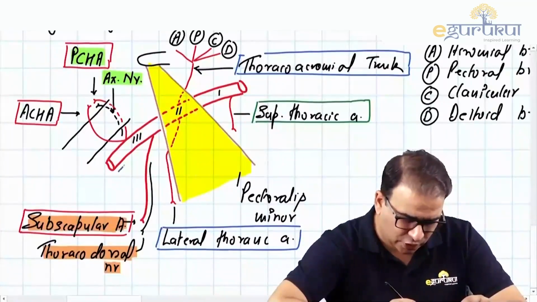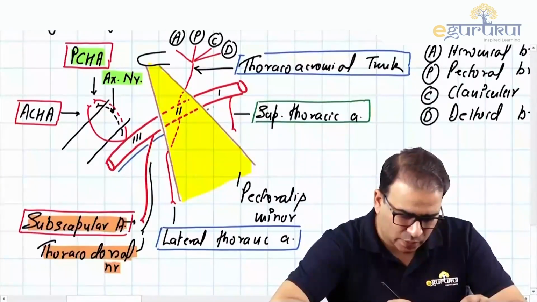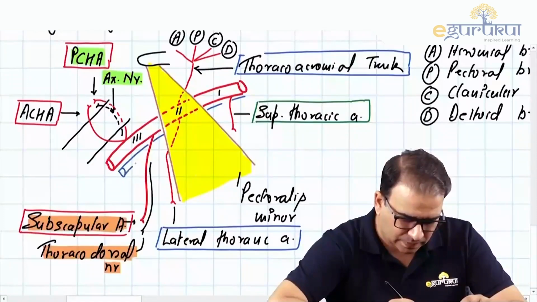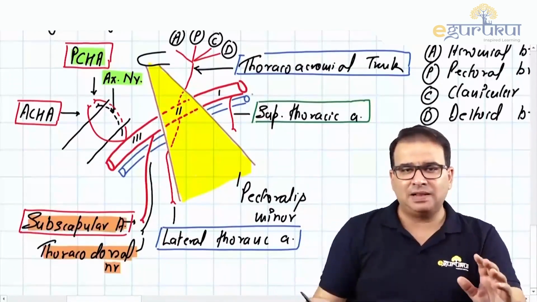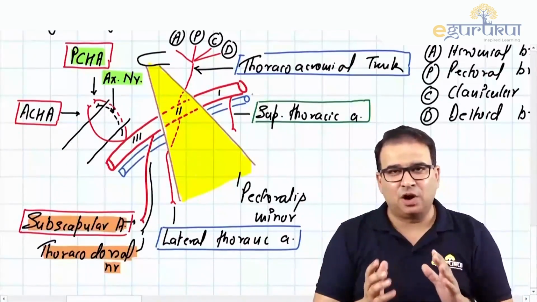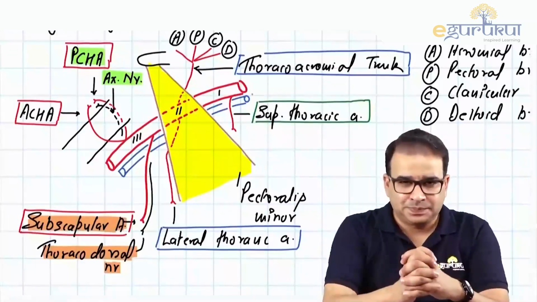I'm just doing it for your orientation sake like this. Axillary vein will be running in this manner. Just keep it in mind that one constant medial relation of the axillary artery will be the axillary vein.